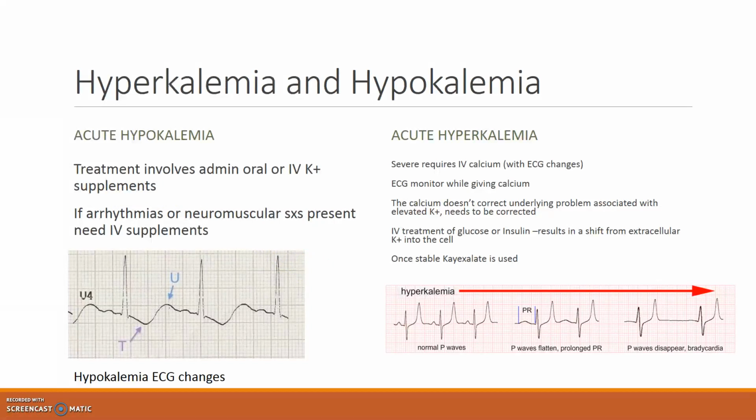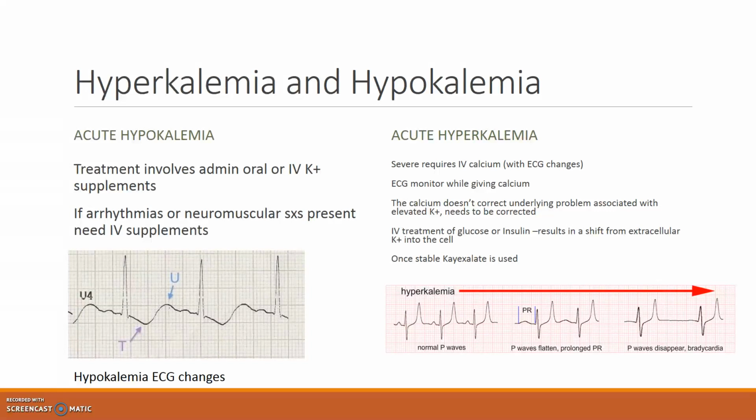Now, in acute hyperkalemia, severe elevated potassium, which is 7 or over, it requires IV calcium. And when you see ECG changes, you've got to think this person needs calcium treatment. While they're on IV calcium, the ECG will be monitored periodically. And I want you to keep in mind, though, the calcium doesn't correct the underlying problem associated with the hyperkalemia. It still needs to be corrected, but you're trying to keep them from dying.